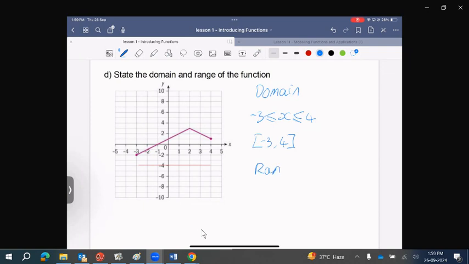Our range, in this case, is going to go up to the maximum value there. It's a little trickier. So this is going to go from -2 up to this point, 3. So we are going from -2 up to and including 3.